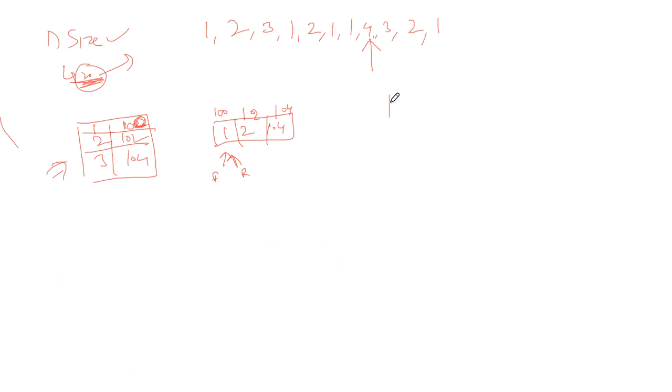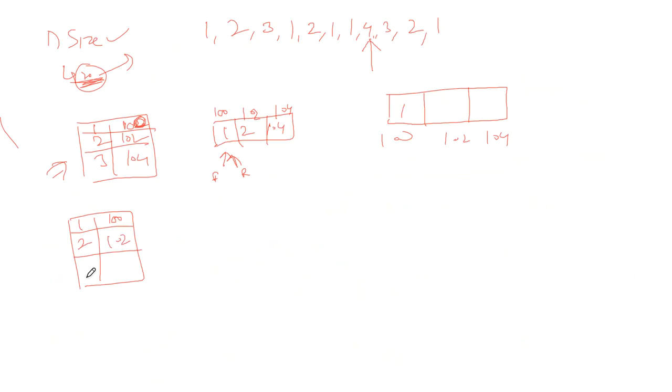Okay, so let's do it. So 1 comes. Initially, my hash map was empty. This is 100, 102, 104. Everyone understand what is 100, 102, 104? These all are the addresses. Now 2 comes, 102. Now 3 comes, 104.